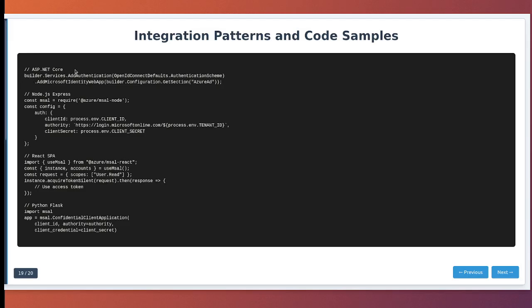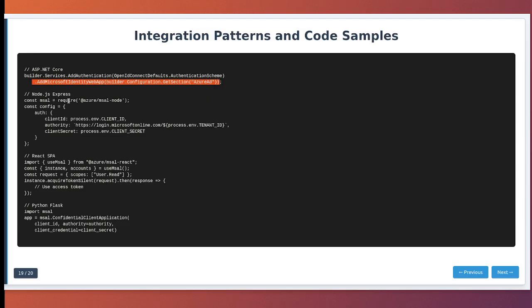The ASP.NET Core integration is streamlined through Microsoft's authentication middleware. The configuration in your Program.cs file sets up the authentication pipeline. Notice how we're validating both the token issuer and audience. This ensures tokens are from the expected tenant and for your application. The SaveToken equals true option stores the access token for later use when calling downstream APIs.